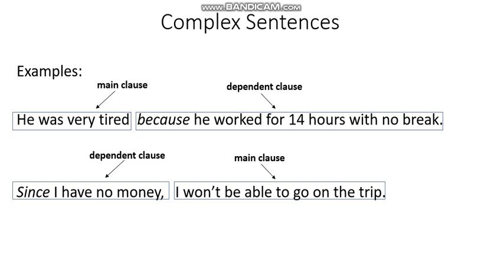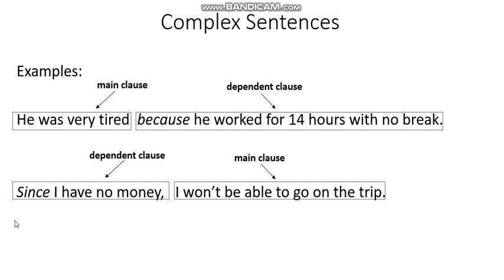In the first example, he was very tired because he worked for 14 hours with no break. He was very tired could be a complete sentence. Therefore, it's a main clause. Because he worked for 14 hours with no break, this cannot be a complete sentence. So therefore, this is the dependent clause.